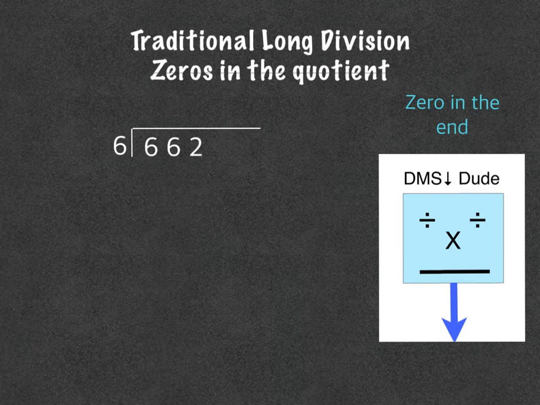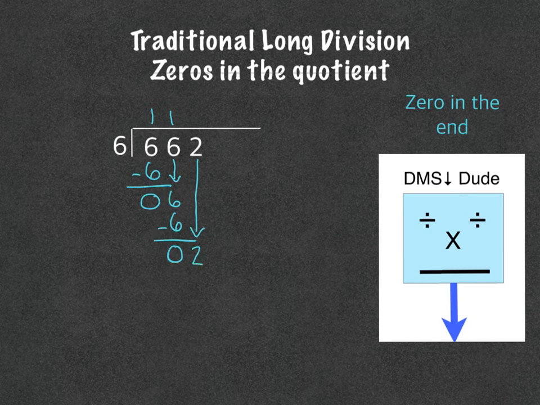So can 6 go into 6? Yes, it goes in one time. 1 times 6 is 6. Subtract and I get 0. I'm going to bring down my 6. Can 6 go into 6? Yep, it goes in one time. 1 times 6 is 6. Subtract and I get 0. Bring down my 2. Can 6 go into 2? No, it can't. It goes in 0 times.